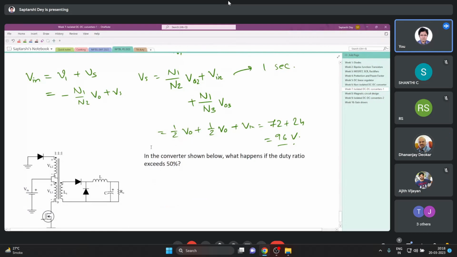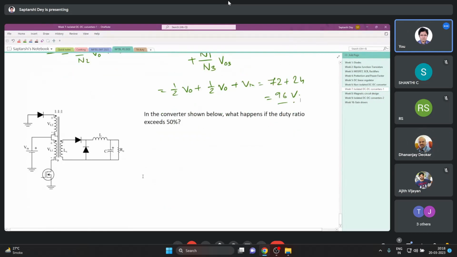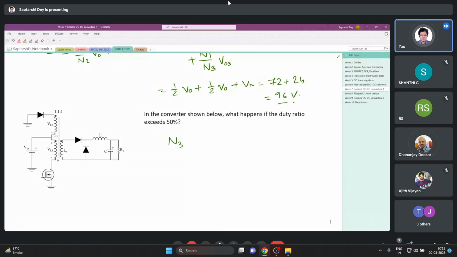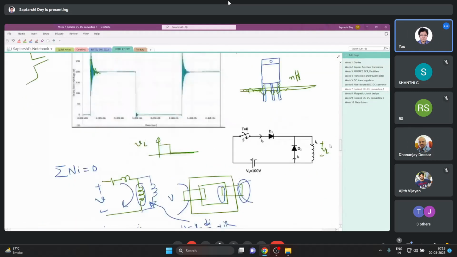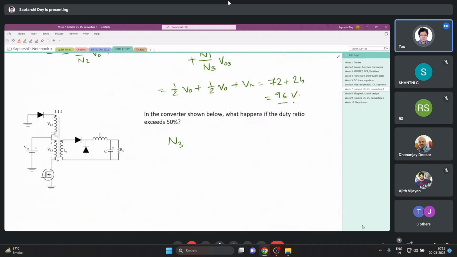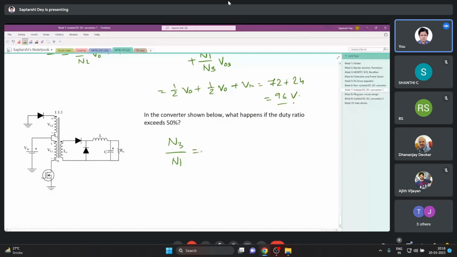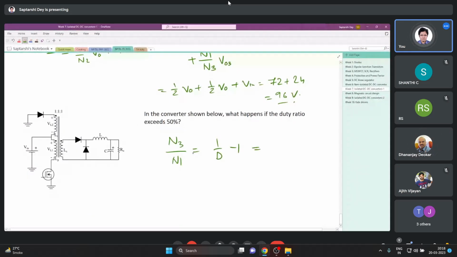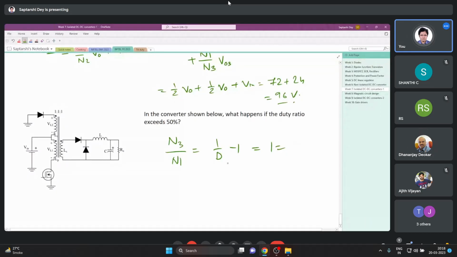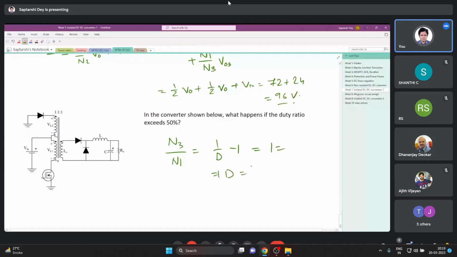The last question was this thing we have discussed 1,000 times. In the converter shown below, what happens if the duty ratio exceeds 50%? So it is 1 is to 1 is to 1, right? So we had that thing, n3 by n1 equals 1 by d minus 1. In this case it is 1 equals 1 by d minus 1. So 1 plus 1 is 2, so d max is half.